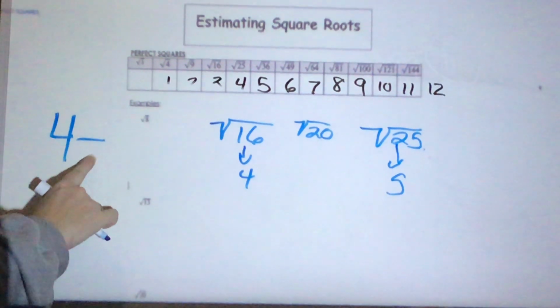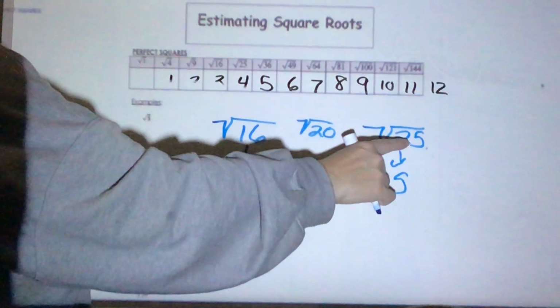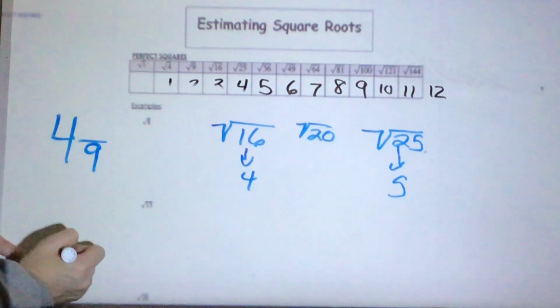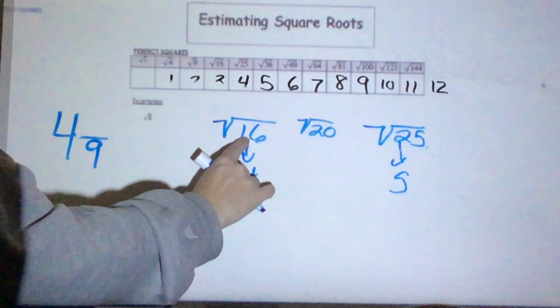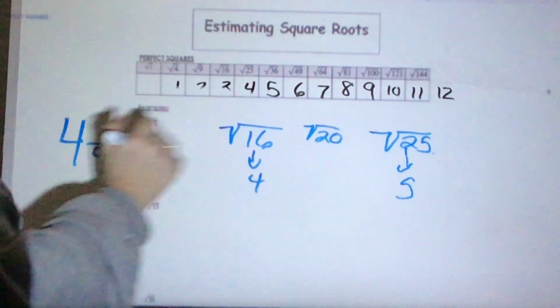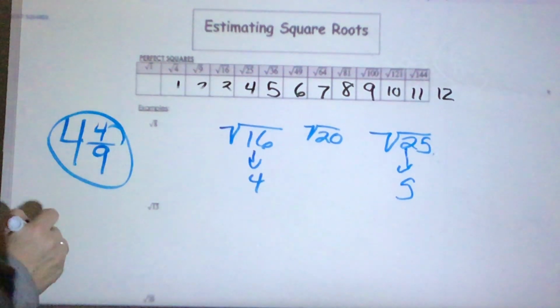To figure out my denominator, I want to know the total distance between these perfect squares. 25 minus 16 is 9. To get my numerator, I'm going to figure out the distance between 16 and 20, which I'm trying to figure out. 20 minus 16 is 4. So my mixed number would be 4 and 4/9.